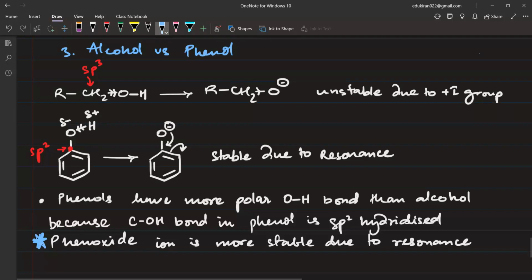If you remember only this, they will ask: alcohols are less acidic than phenol. They will ask: phenols are more acidic than alcohol. Why? You will say because phenol shows resonance, or because phenoxide ion is more stable due to resonance. The answer is due to resonance. Write resonance, okay?